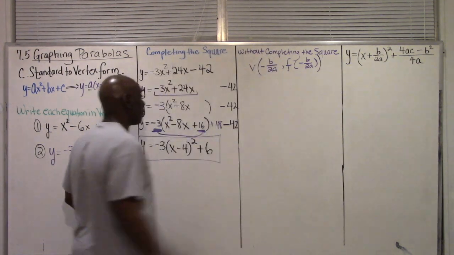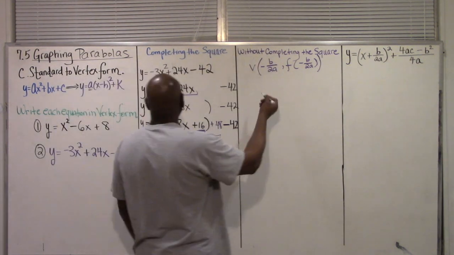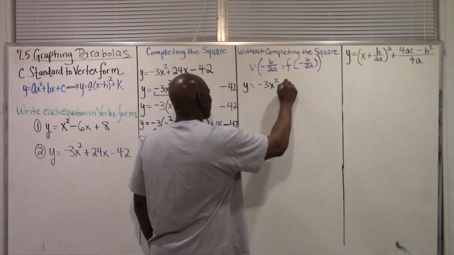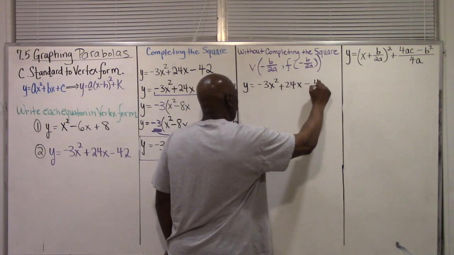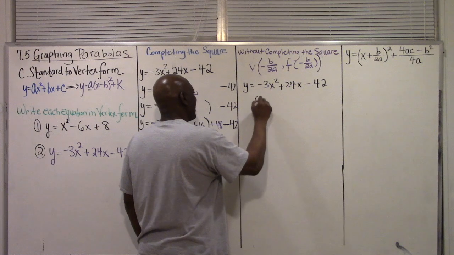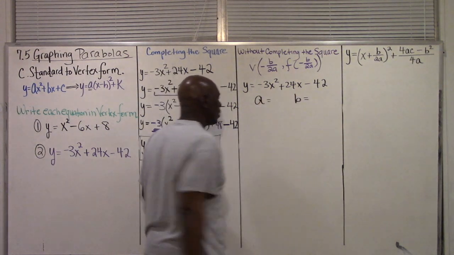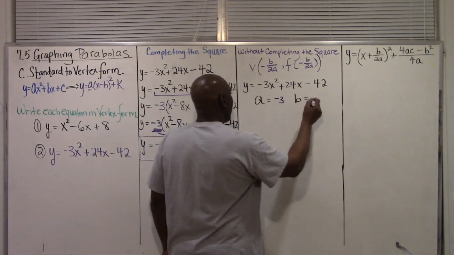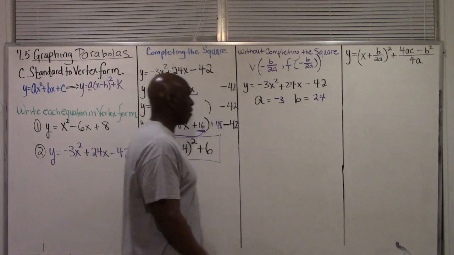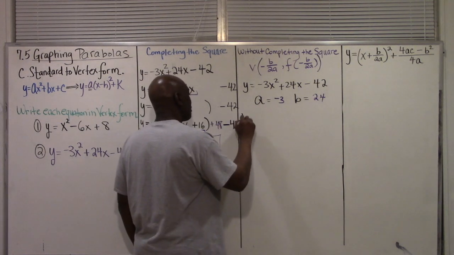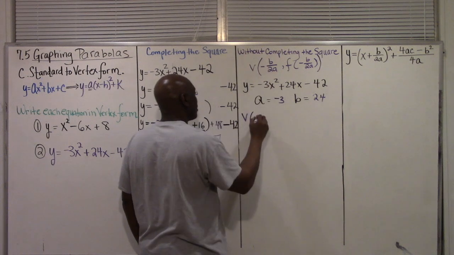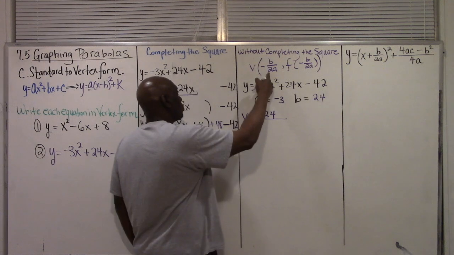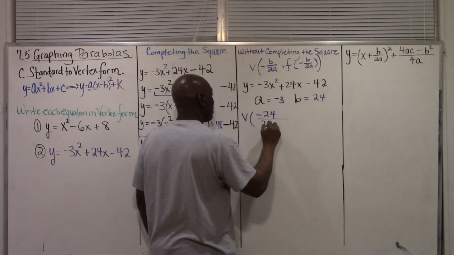Okay? Let's go on to our second example. Let's try it right here. Here we go. So we have y is negative 3x squared plus 24x minus 42. Identify A and identify B. What is A? What is B? A happens to be negative 3. B happens to be 24. All right, let's find the vertex. So V equals negative B, negative 24, over 2 times A, 2 times negative 3.